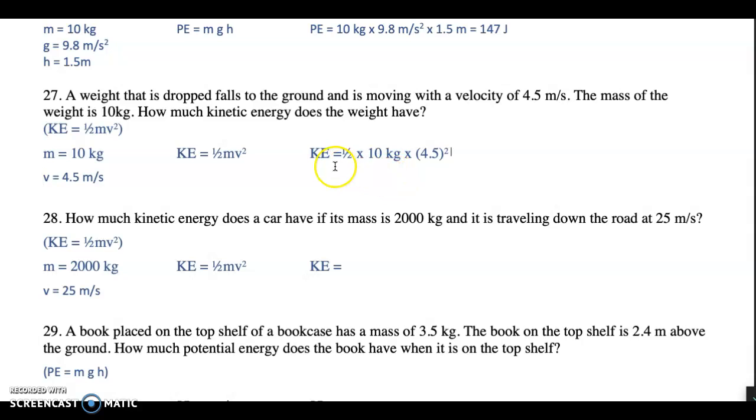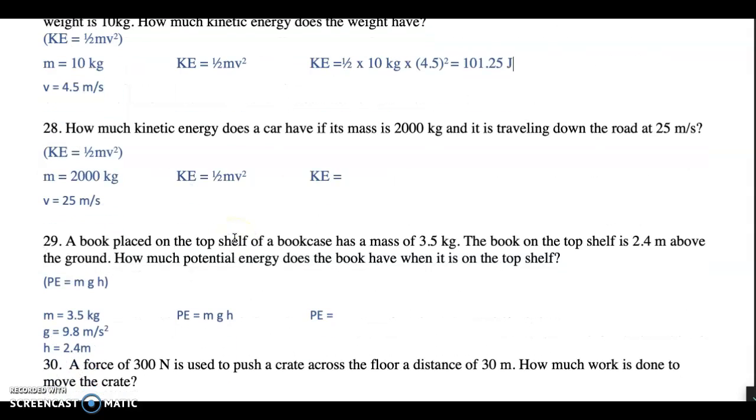Okay, so what I end up getting here is 4.5 squared. 4.5 times 4.5 gives me 20.25 times 10 times 1/2, which is equal to 101.25 joules of energy. Okay, that's the same idea here, so I'm just going to copy and paste this one from here to here and adjust what I need to.